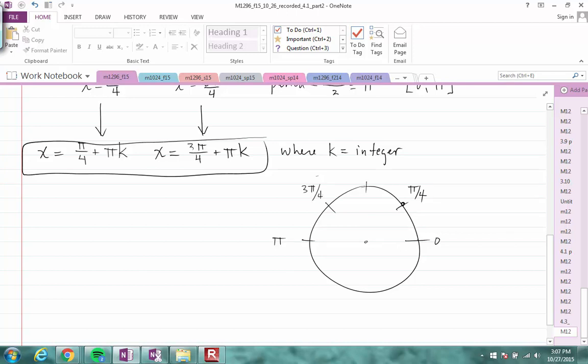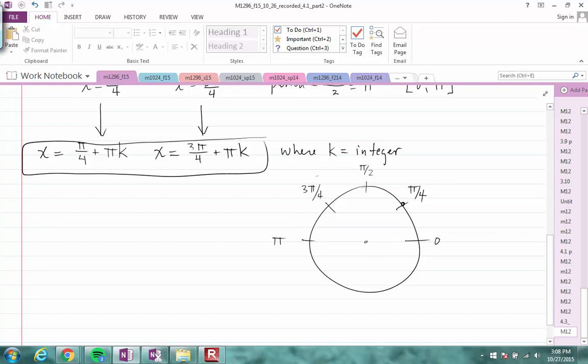And so notice that if we count by pi's over 4, we get pi over 4, and then we have 2 pi over 4, which is pi over 2. Add another pi over 4, you get to 3 pi over 4, add another pi over 4, you get to 4 pi over 4, which is pi.